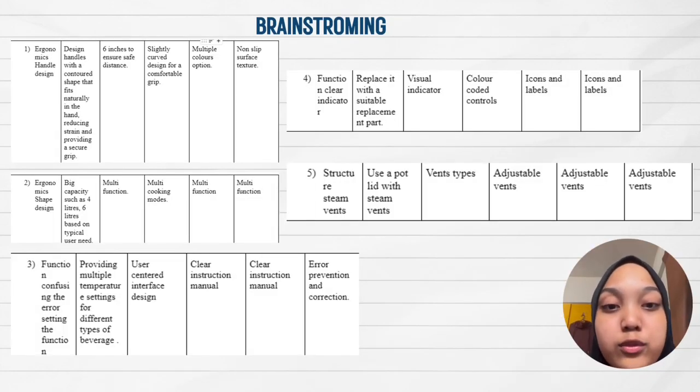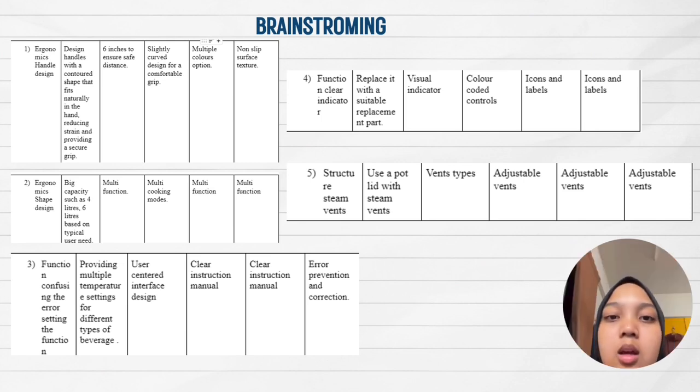Next slide, we move to brainstorming, which is the idea or the solution that we provide for problem 3. For the problem of handle design, the solution is to design a handle with a contour shape that fits naturally in the hand, reducing strain and providing a secure grip. 6 inches to ensure a safe distance, slightly curved for comfortable design, and non-slip surface texture.